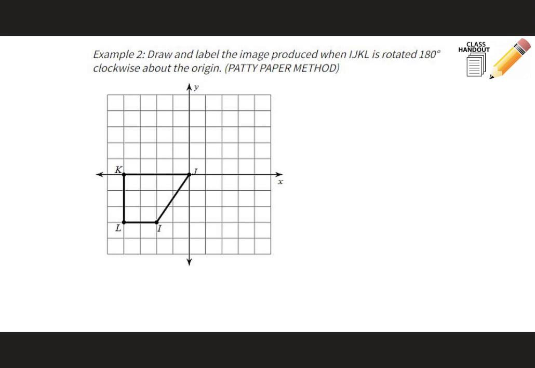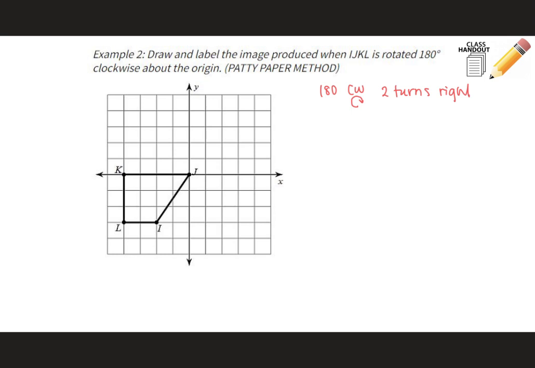So now I'm going to show another example using patty paper. So I can't exactly do this, but I'm going to try my best using the controls that I have on my iPad. So it says draw and label the image produced when IJKL is rotated 180 degrees clockwise about the origin. So 180 degrees clockwise, which we abbreviate as CW, is going to be 2 turns. Remember, clockwise is the direction of the clock, so it's 2 turns to the right. And actually, for 180 degrees, it doesn't really matter which direction you go, because no matter what, you're basically going to end up upside down.